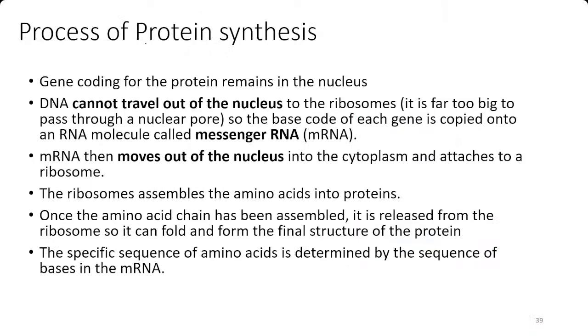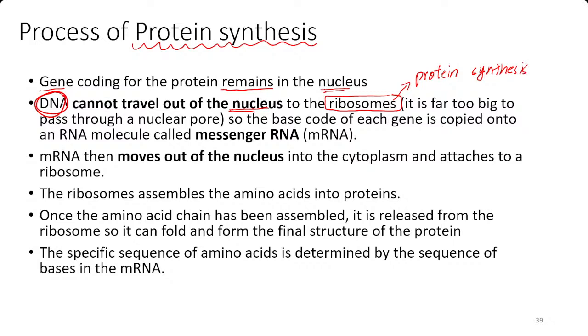Then, okay, protein synthesis. I think we are close to the ending of this chapter. Gene coding for the protein remains in the nucleus. Okay, gene coding for the protein remains in the nucleus. DNA itself cannot travel out of the nucleus because it's too big to travel out of the nucleus to the ribosomes. Now, before, when we were looking at the chapter cells, we were often told, what does the ribosome do? The function of ribosome is protein synthesis. We just wrote it. But now we actually understand what protein synthesis is in this chapter.